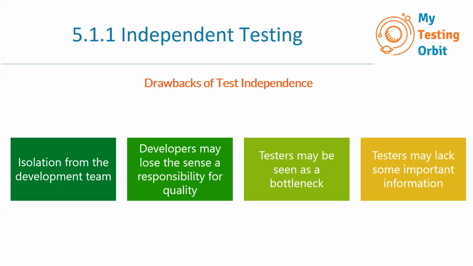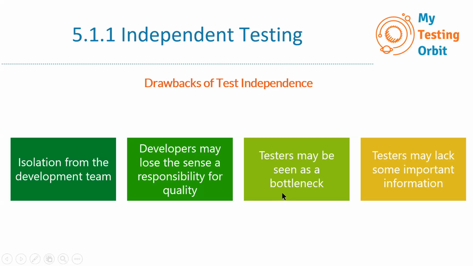So there are different team members, and they all owe something towards the quality of the product they are delivering. If there is complete test independence, then developers may lose that sense of responsibility for quality. On the other hand, if they are working together in the same team, they are all aware of the one goal they are working towards, which is to deliver it without bugs or with few bugs.